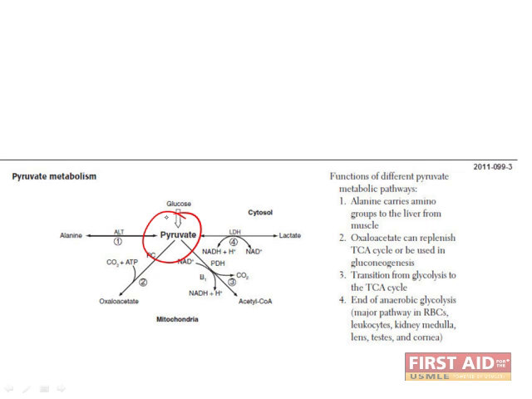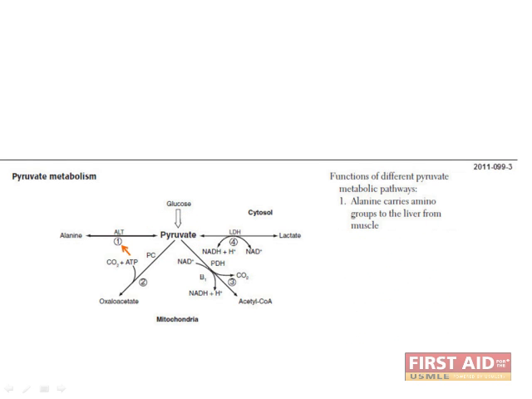Pyruvate is an important intersection point for several metabolic pathways. First, pyruvate can be converted to alanine in the liver via alanine transaminase, or ALT. This allows amino groups to be transferred from the muscle to the liver.